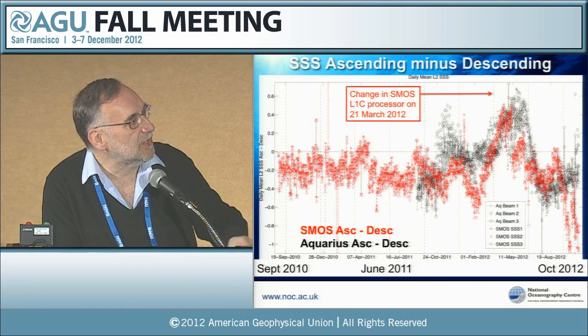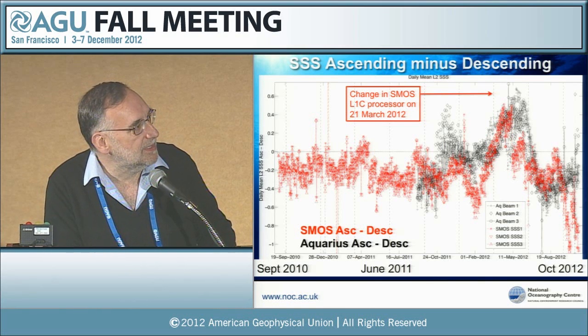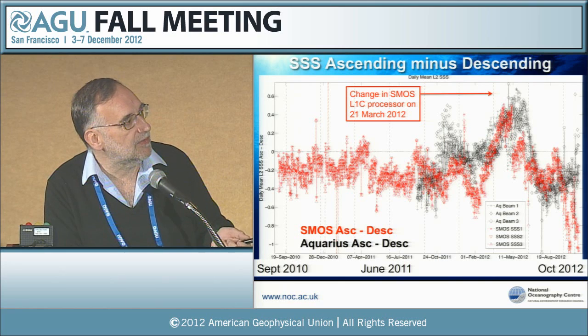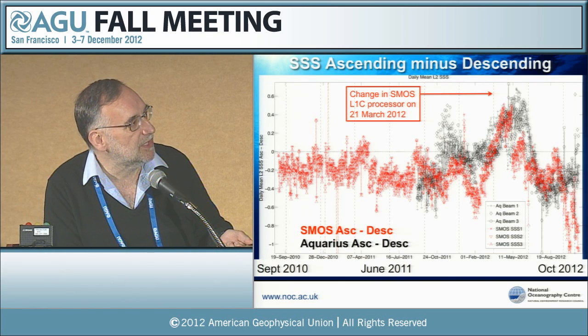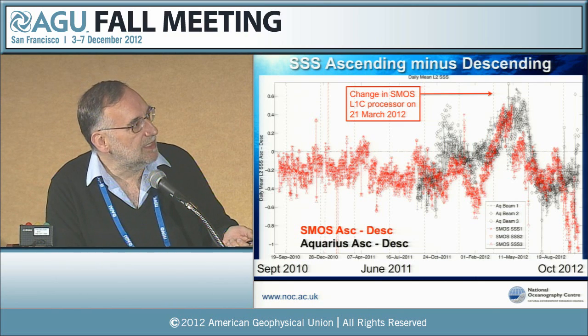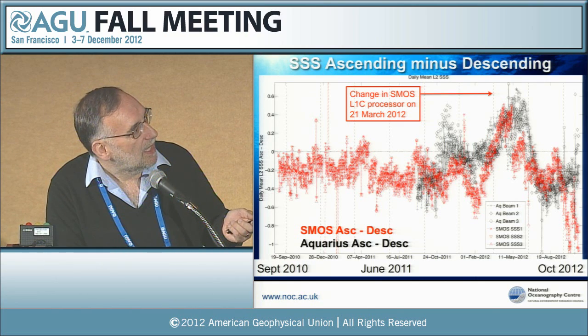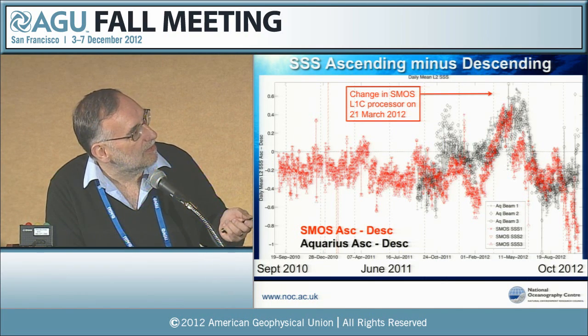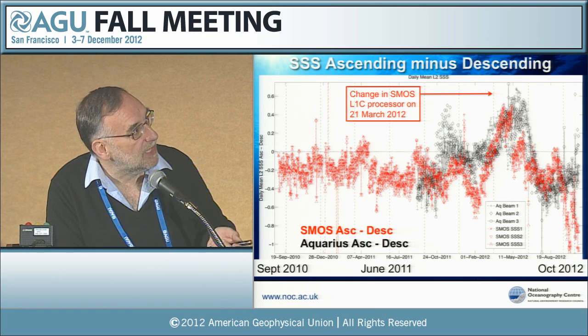So this is an attempt to quantify what the differences are in the ascending and descending passes. This is actually data from September 2010 to October 2012. And this is the ascending descending difference for SMOS and for Aquarius. This is done in latitude bands, daily differences averaged up. And as you can see, the SMOS seems to be fairly consistently biased between ascending and descending, up till some point here, at which point it seems to start to oscillate for reasons which we don't understand. And Aquarius has got this ascending, descending difference, which is also changing in time.